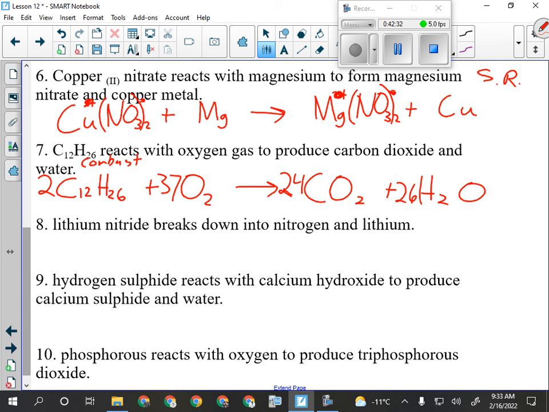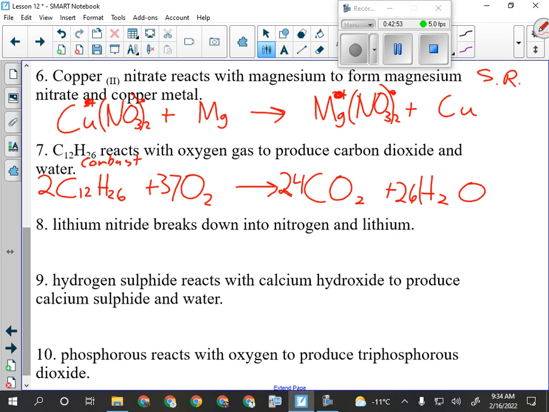Everybody with me on that one? I wouldn't give you one that had bigger numbers than that. That's pretty crazy, but it's still the same as any other combustion reaction. I've got carbon, hydrogen, and oxygen. It's always carbon dioxide and water on the other side. Balance alphabetically, start with 2. These are just things we have to practice so that we get the hang of them.